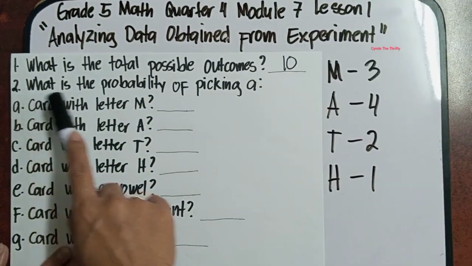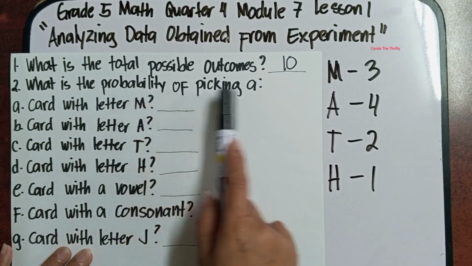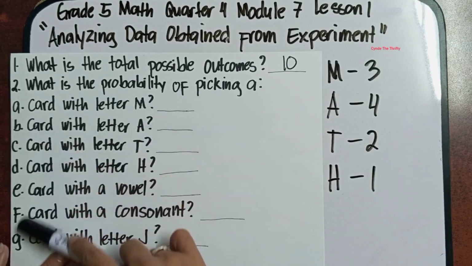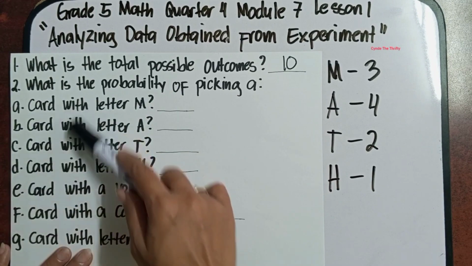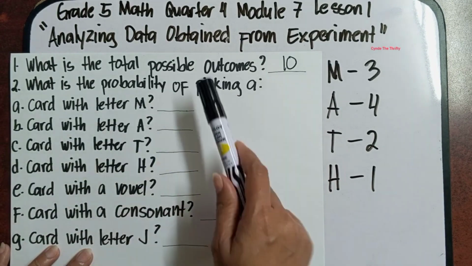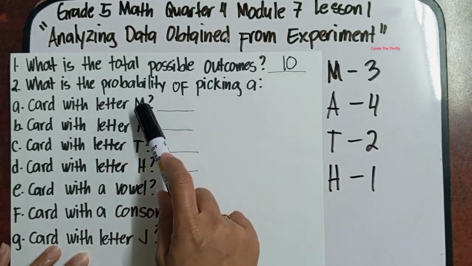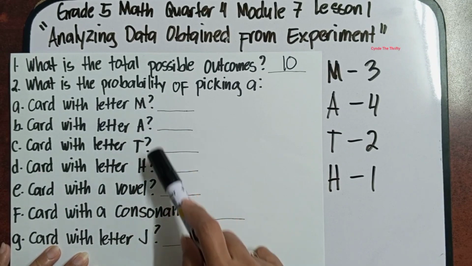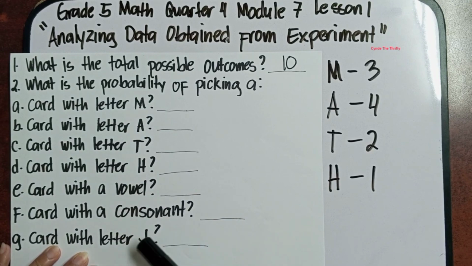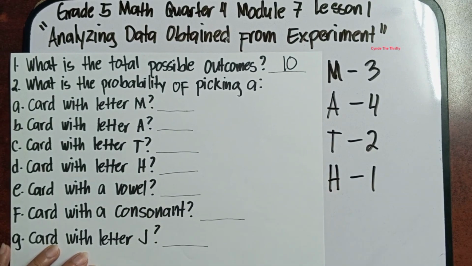Number 2, what is the probability of picking a? So, meron tayong 1, 2, 3, 4, 5, 6, 7 na question. So, ano yung probability na makakuha ka ng letter A or letter M or letter A, T, H, vowel, consonant, at J. So, isolve natin siya. Paano natin isolve ang probability na makakuha ka ng letter M?